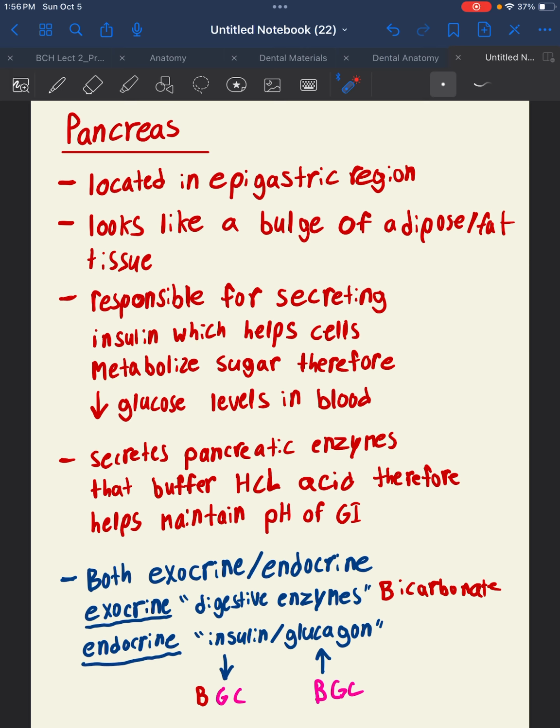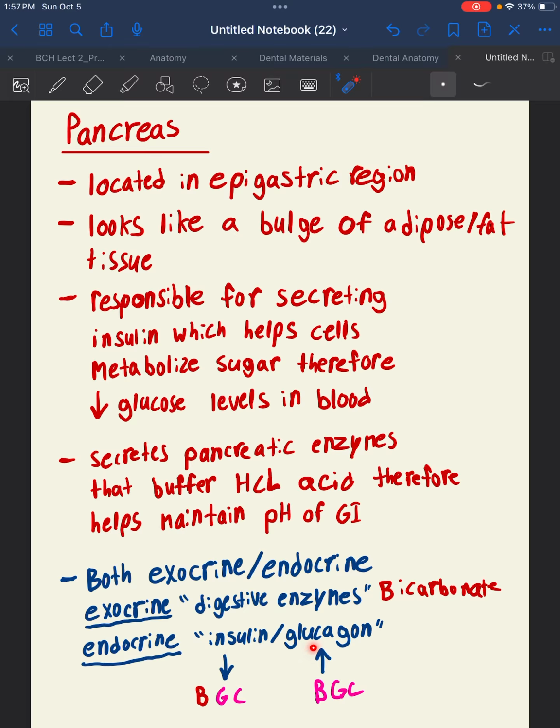The endocrine function of the pancreas is going to be the secretion of insulin and glucagon. Insulin actually travels through systemic circulation to reach cells all throughout your body to allow those cells to uptake glucose much more efficiently so that the glucose can be broken down via glycolysis. So when the pancreas secretes insulin, it actually decreases blood glucose levels.